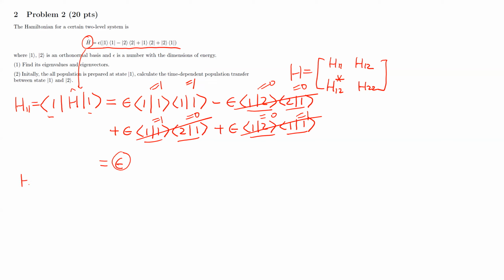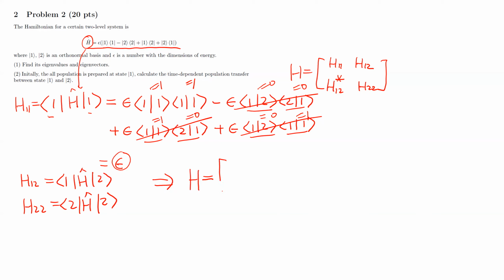The same thing applies if you are doing H12, which is bra 1 H ket 2, and H22, which is bra 2 H ket 2. You can use exactly the same method. You find that the matrix elements are not that complicated. Finally, we put all these results together and we get the H matrix. This matrix is epsilon times 1, 1, 1, minus 1. So that is the Hamiltonian. I will ask you to solve it. The matrix format is here, and how to evaluate it is basically following this. We repeat this process 3 or 4 times.